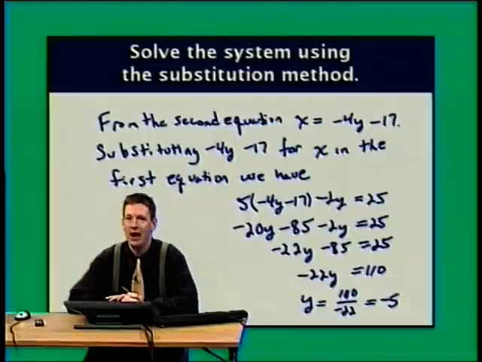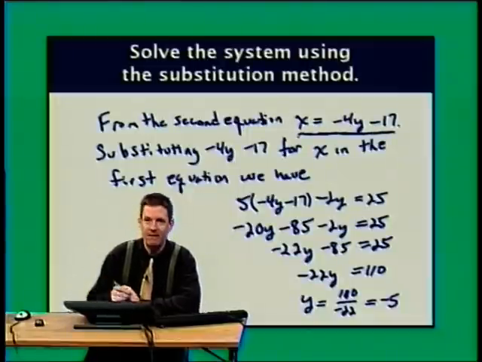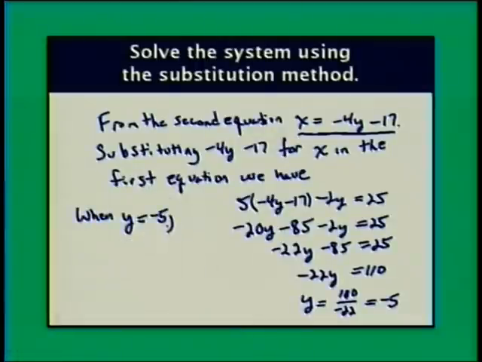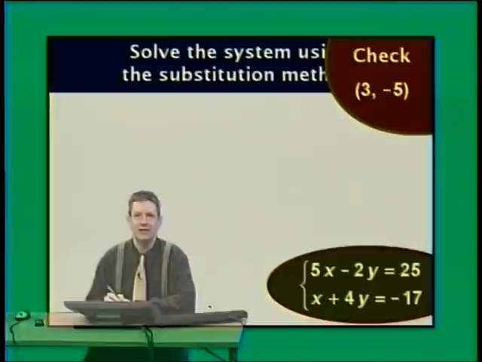But remember, we had a system of equations with two unknowns. I know the value of y, I also need to find the value of x. I can use this equation right here to find my value of x. When y equals negative 5, x equals negative 4 times negative 5 minus 17, which is 20 minus 17, which is 3. So it seems like my solution is the ordered pair (3, negative 5). But you know what the next step is, and that's that we need to check.